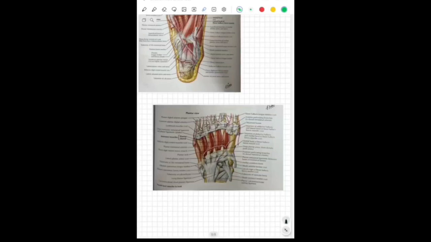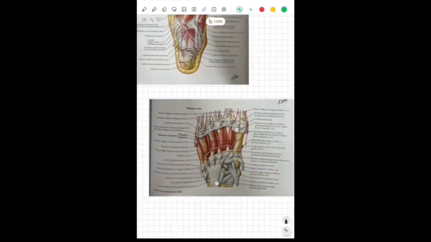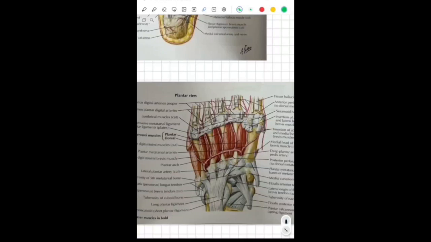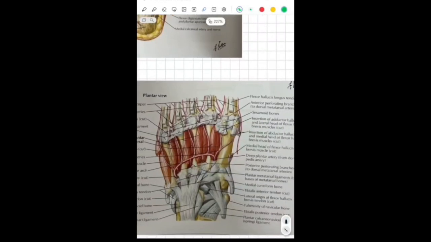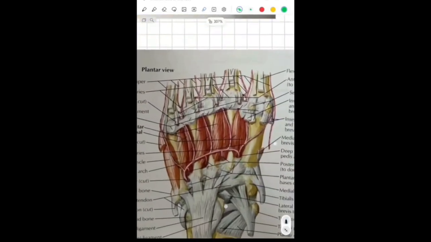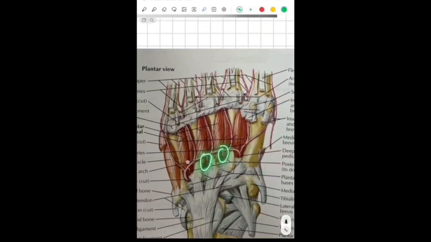Now, some things to note about this arterial arc is that it is giving out branches. So what are those branches? We have the perforating arteries, 1, 2, and 3. They supply the 2nd, 3rd, and 4th intermetatarsal spaces, and they anastomose with the dorsal metatarsal arteries of the arcuate artery, which was from the dorsalis pedis, which we already mentioned in the beginning of the video.